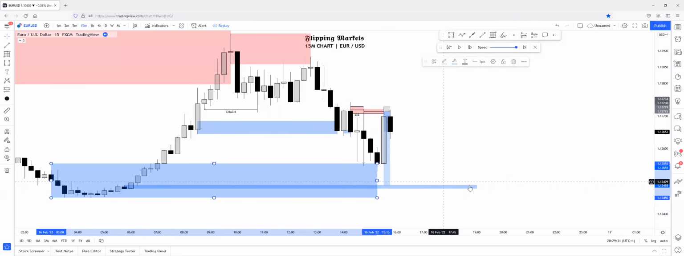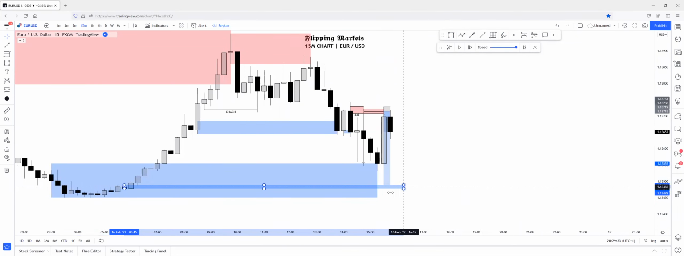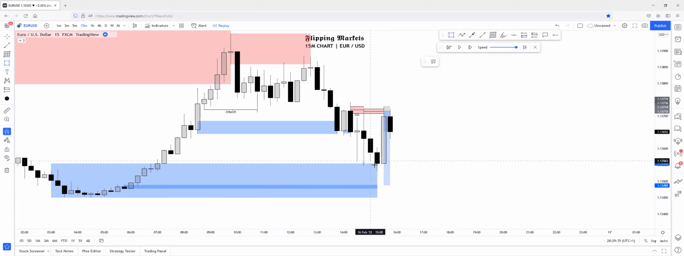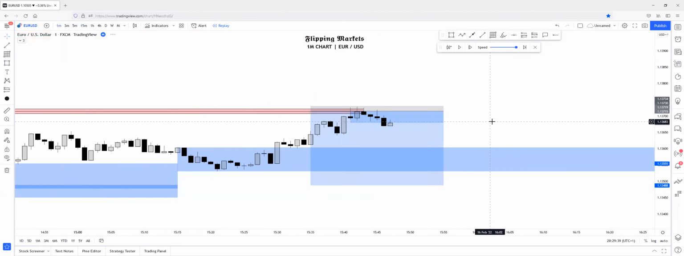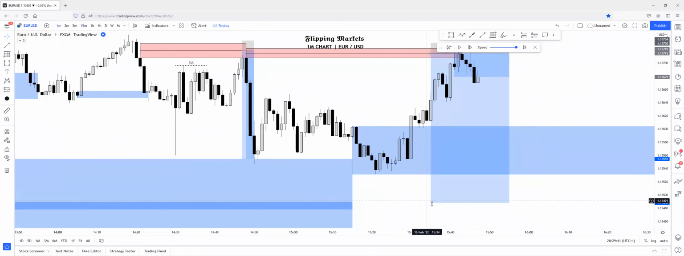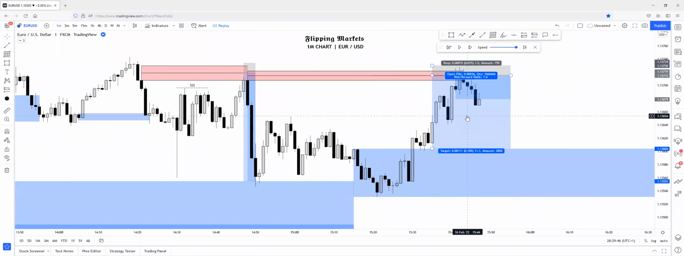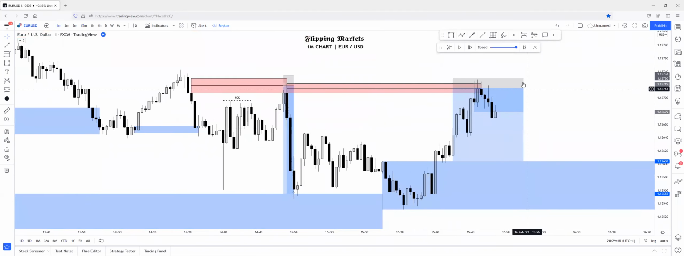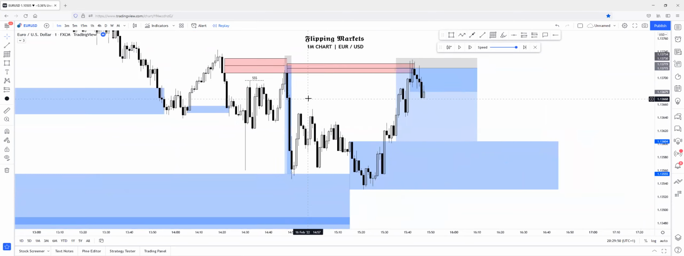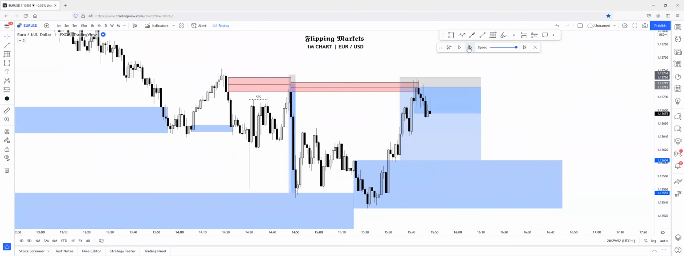Okay, our target point might be modified to this demand zone that has caused the change of character on the 15-minute chart. Let's just see if it's enough risk-reward ratio for us. It's 1 to 7.5 risk-reward ratio, so it's actually fine. Let's see how it works out.